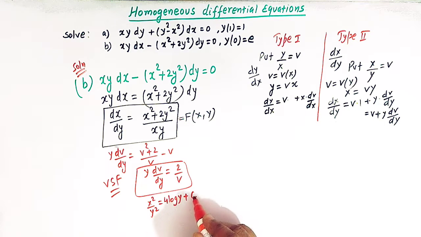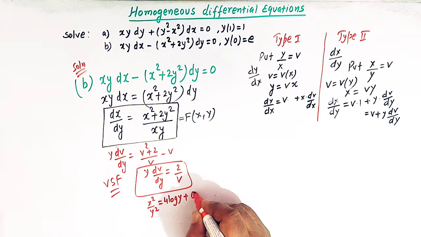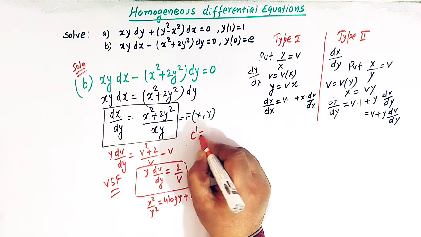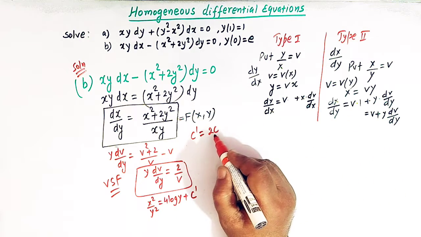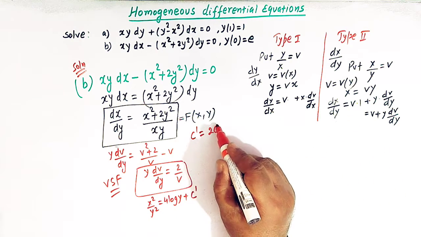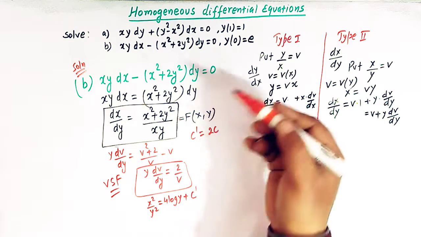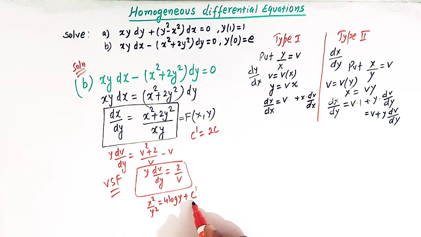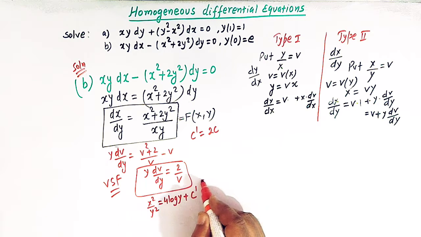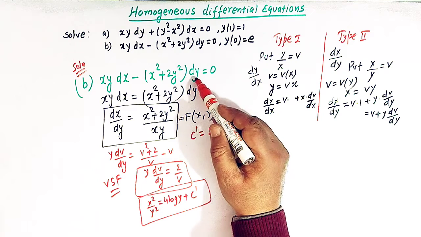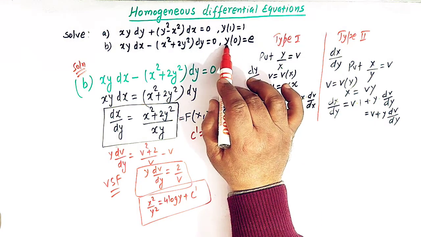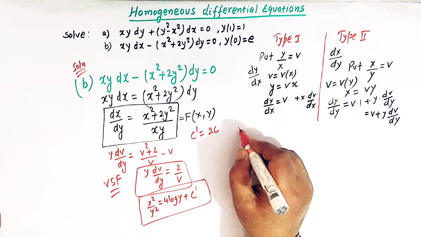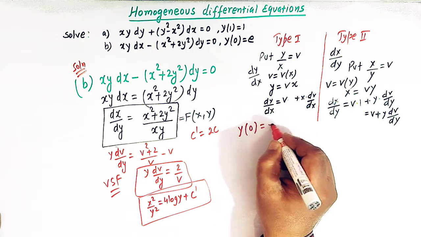Here we can take this constant of integration as c prime, so that we can replace 2c by c prime, right? So c was our constant of integration, so is 2c, and 2c can be replaced by some other constant, that is c prime. So this is the general solution of this differential equation. Now we have to find out the value of this constant of integration c prime by taking the initial conditions or the boundary conditions. So we have y of 0 is equal to e.